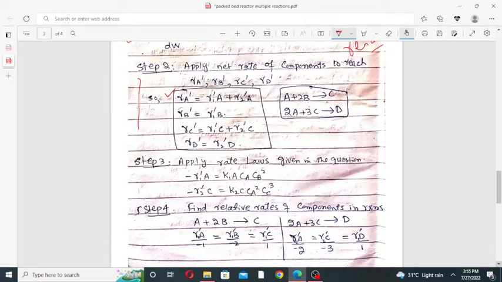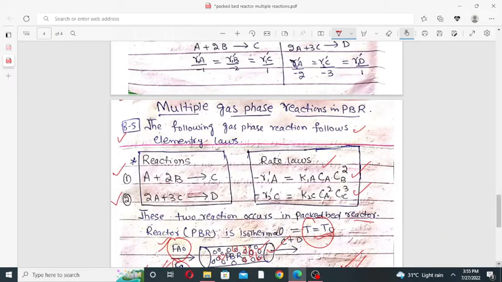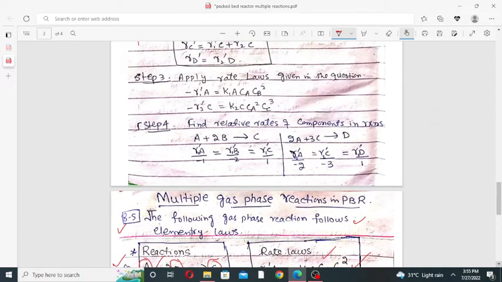So if you see this, this is reaction number 1, and this is reaction number 2. So A is present in reaction number 1, and it is also present in reaction number 2. B is present in reaction number 1, but it is not present in reaction number 2. Similarly, C is present in reaction number 1 and reaction number 2, and D is present in reaction number 2 only. So you can check from these reactions.